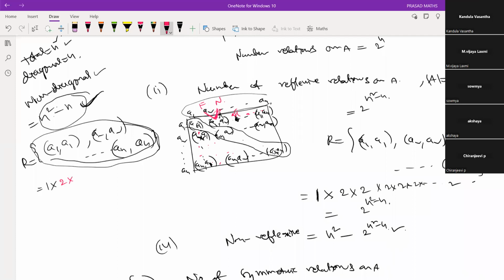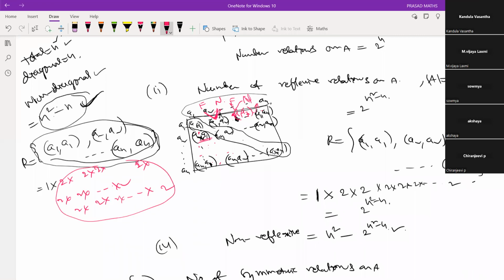Similarly, a1 a3 you can fill or not fill. It can be filled or not filled. So there are two choices, right? For a1 a4, of course two choices. For a1n, of course two choices. Next a21, two choices. A23, two choices. A2n, two choices. A31, two choices. A32, two choices. A34, two choices. Next ann.